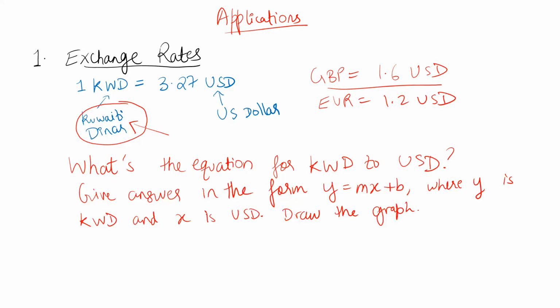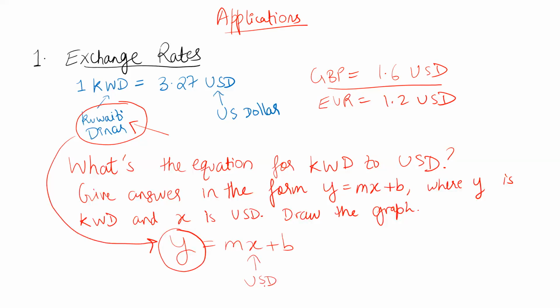So in this case, we can find an equation for this exchange rate. This is called an exchange rate. And we can find an equation for the exchange rate, and we can actually plot the graph. What I mean by plotting the graph is, we get an equation in the form y equals mx plus b, right? Where y is the Kuwaiti dinar, the KWD, and x is USD. So what this equation would tell us is, I will give you a value of USD, and you give me a value of KWD, right?